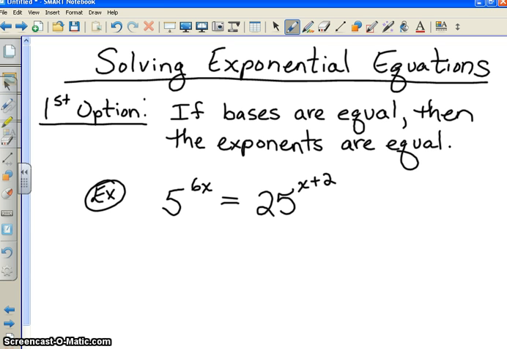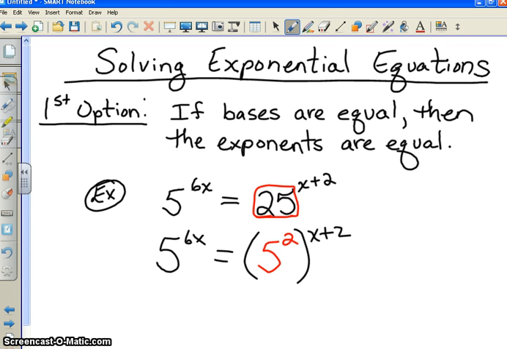So I'm going to rewrite 25 as 5 squared to the x plus 2 is equal to 5 to the 6x. And now that the bases are the same, the exponents are going to be the same. So we're going to have 6x is equal to 2 times x plus 2.